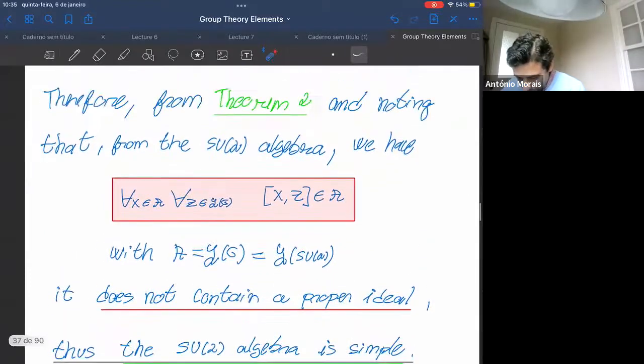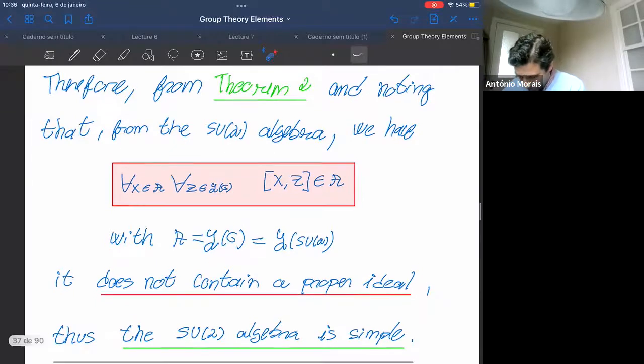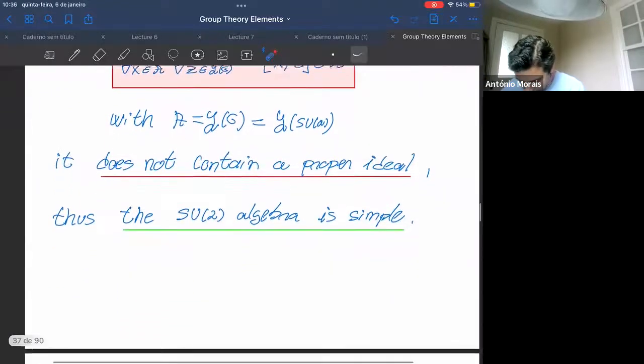And this is the result of theorem 2: if a group, or algebra in this case, does not contain a proper ideal, then the algebra is simple. And that's why, you may have heard a few times, SUN groups are simple groups, not because they are simple to handle, but because this is the mathematical definition of the algebra that generates them. Okay, good.